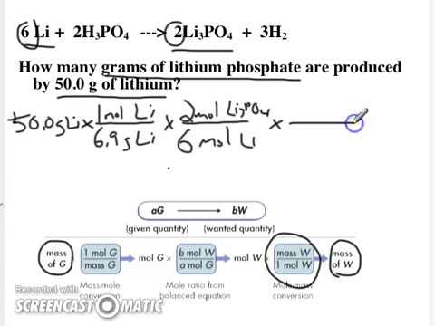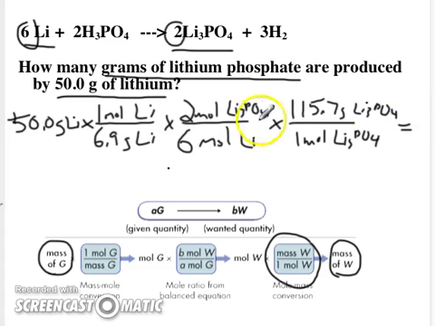So it looks like this. Set up the mole, set up the ratio. We need 1 mole of that Li3PO4 on the bottom. And then what goes up here is going to be the molar mass of Li3PO4. So we'd have to add together 3 lithiums, 1 phosphorus, 4 oxygens from the periodic table. That ends up being 115.7 grams of Li3PO4. Okay, so those are our 3 steps right there.